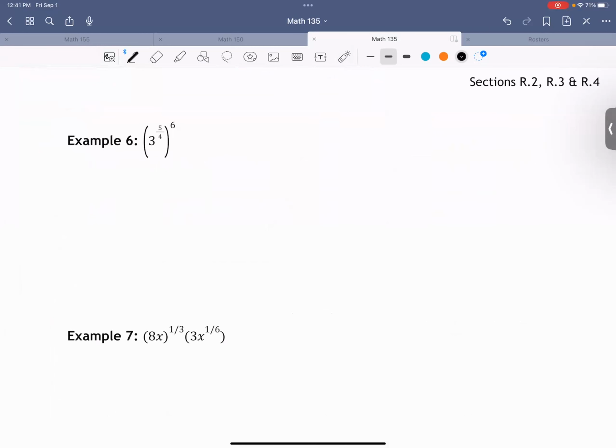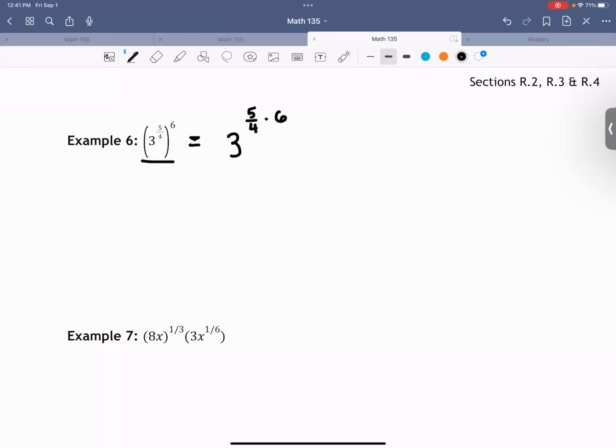Now, remember, these exponents are literally the same. It doesn't matter if there's a fraction. Just pretend it doesn't have a fraction and try to figure out what rule to use. We have an exponent raised to another exponent. Do we add or multiply the exponents? Multiply, right? So the answer to this would be 3 to the 5/4 power times 6.